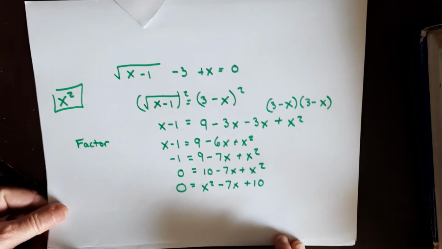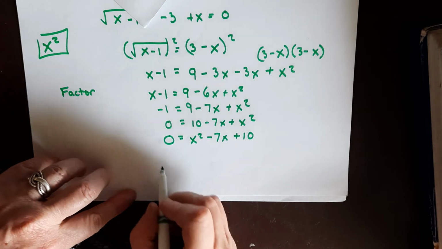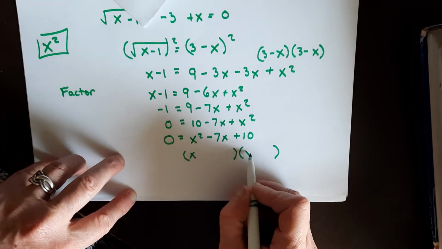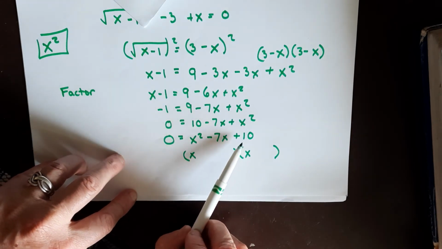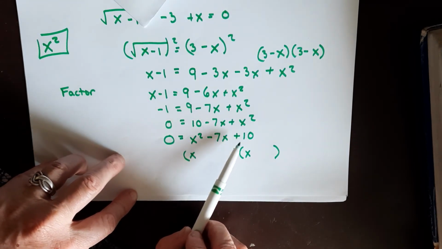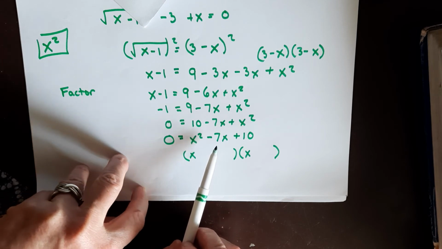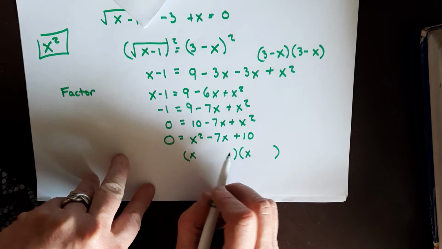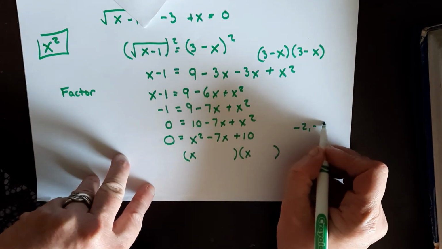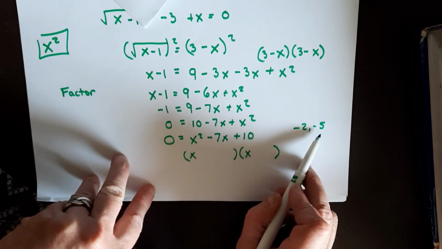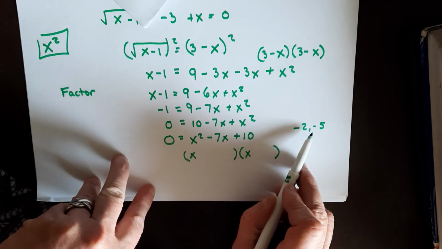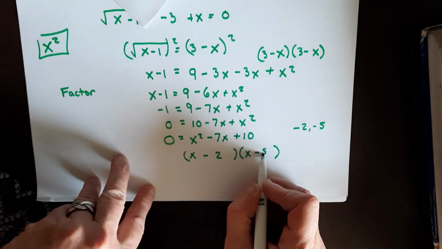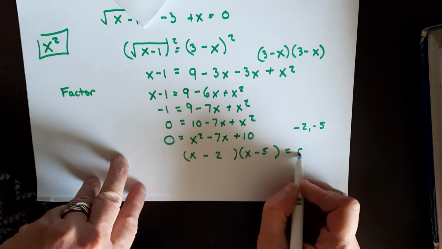Now we need to go ahead and do our parentheses. If you remember when we factor these, we are looking for two numbers that when multiplied together give us 10, and when added together give us negative 7. So that would be a negative 2 and a negative 5. Negative 2 times negative 5 is a positive 10, and negative 2 plus a negative 5 is a negative 7. So we write x minus 2, x minus 5, and make sure that that is equal to 0.